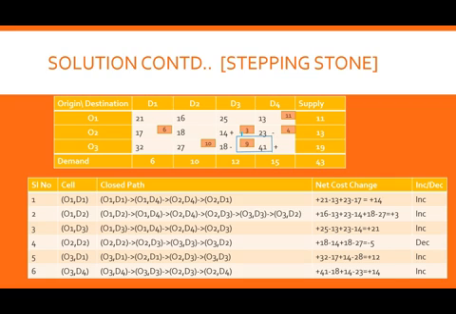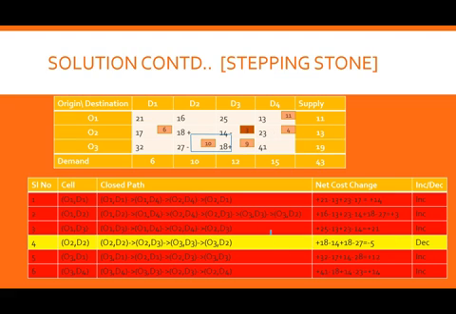So with O3D4, when I form a loop, I get O3D4, O3D3, O2D3, O2D2, O2D4. So put alternating signs, plus, minus, plus, minus. So the net cost change that I get is plus 41, minus 18, plus 14, minus 23, which will evaluate to plus 14, which is also an increase in cost. So in this entire table, there is only one possible decrease.